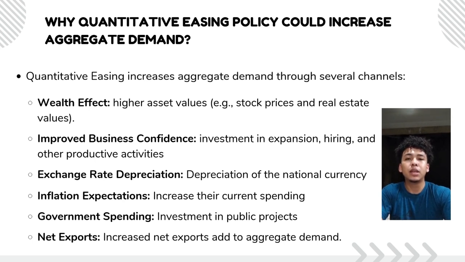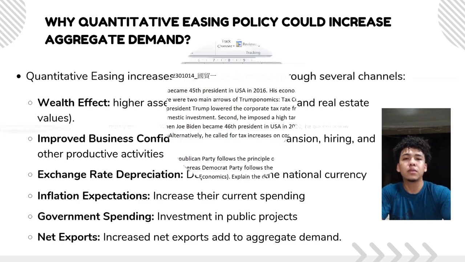The exchange rate: it can lower currency value, making exports cheaper and more attractive. It can raise inflation expectations, encouraging people to spend now rather than later. It can lower borrowing costs for government, allowing increased spending on projects or public investments. A weaker currency from quantitative easing boosts net exports by making domestic goods cheaper for foreign buyers.